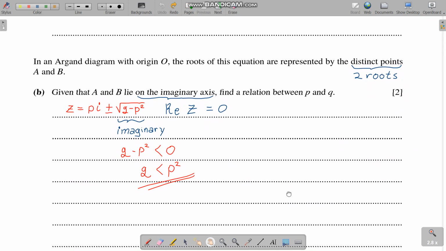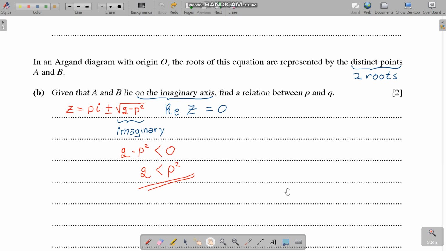Given that a and b lie on the imaginary axis, find a relation between p and q. Okay, so first of all, distinct points. The roots of this equation are represented by distinct points, so this means we have two roots. Now if we have two roots, of course this plus minus cannot be just 0, or this thing cannot be 0, because if there's no plus minus, we have only one repeated root, or there are no distinct points. Okay, so it cannot be 0 here.